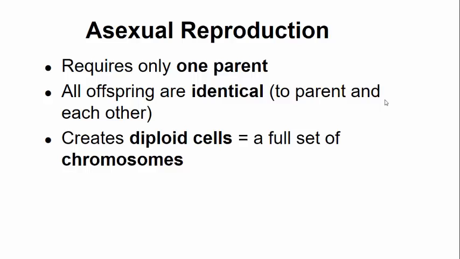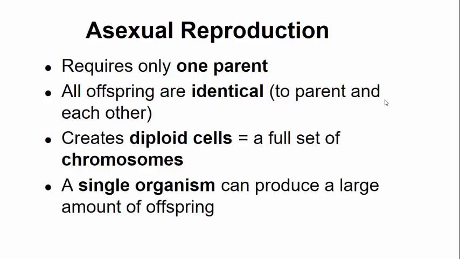We call these genetically identical cells diploid cells, which just means that they have a full set of chromosomes. And we're going to see that it means something special when we start talking about meiosis later on, as opposed to the other type of cell that it could be.